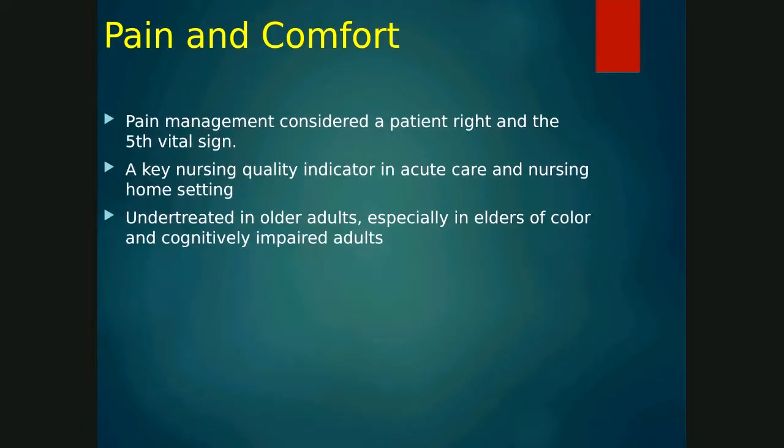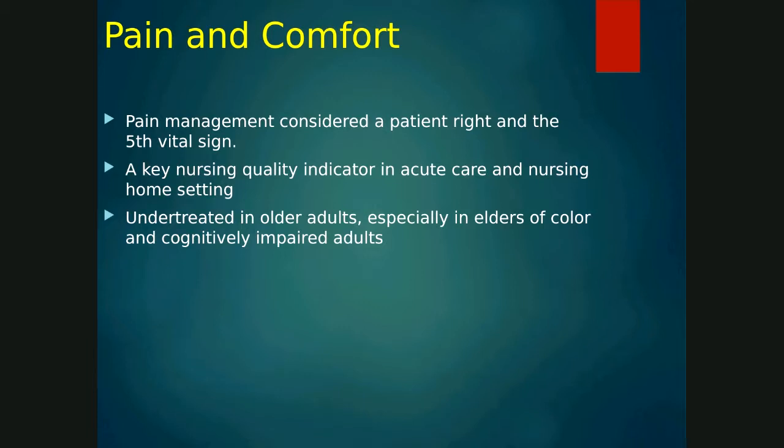So as you all know, pain is critically important in the management of our older adults, as it is with any patient that we take care of. It is the fifth vital sign. It is a key quality indicator in the acute care and nursing home setting. So for those of you who are interested in working with the geriatric population, specifically in the nursing home, pain is going to be very important as a quality indicator of the care that you provide.